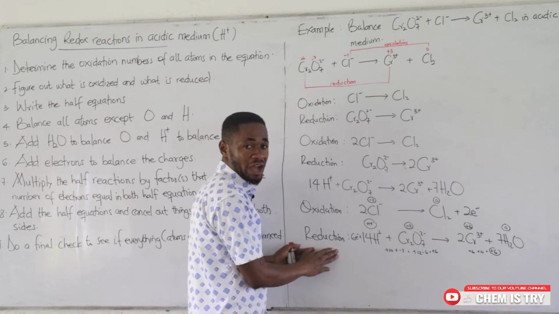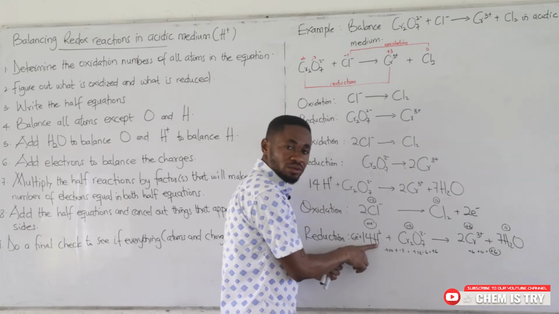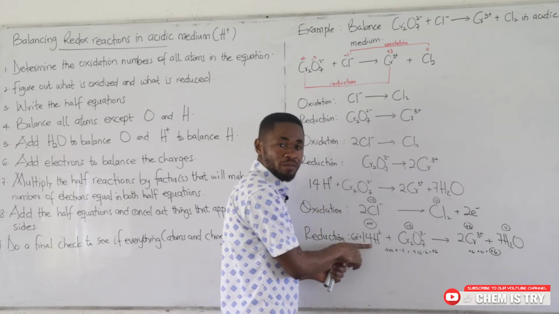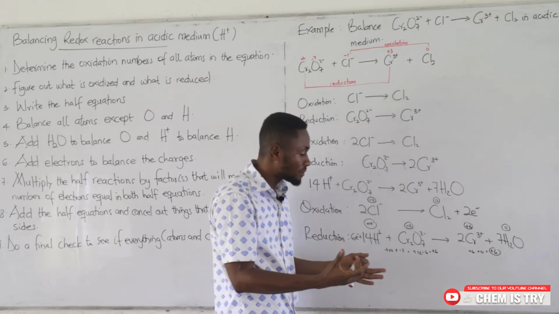Looking at the reduction half equation, hydrogen ion, each one has a +1 charge, and we have 14 of them. So 14 times +1 will give us +14.